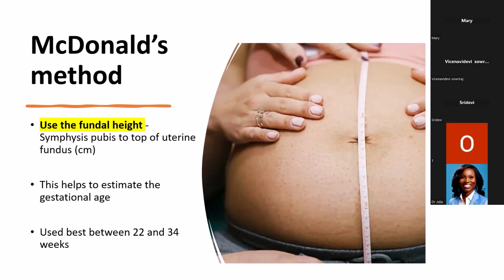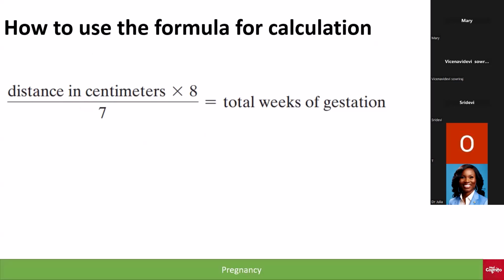So what do I mean by this? We usually use the distance in centimeters times 8 over 7, and that gives us the total weeks of gestation. Let me say it again. The distance in centimeters times 8. So if it is, say, 21 centimeters, it will be 21 times 8 divided by 7. That gives us how old the fetus is.